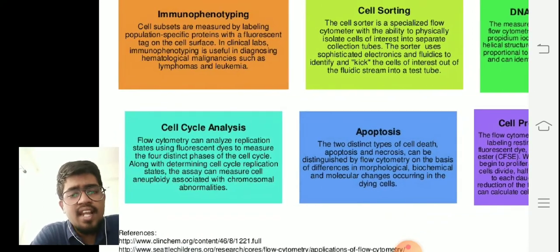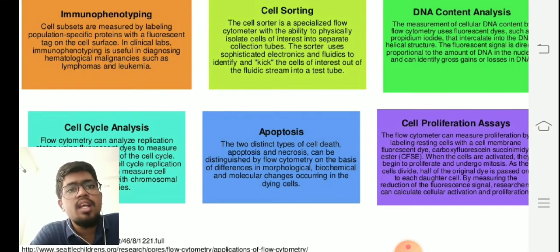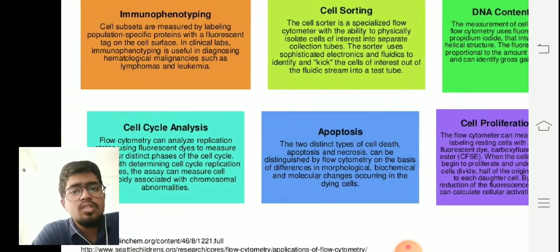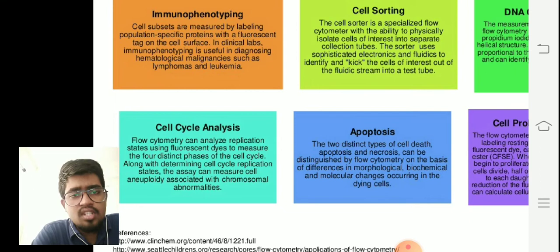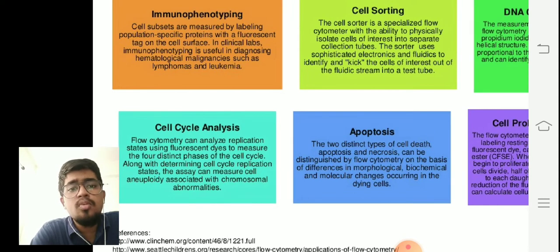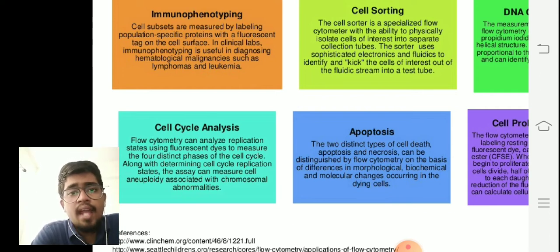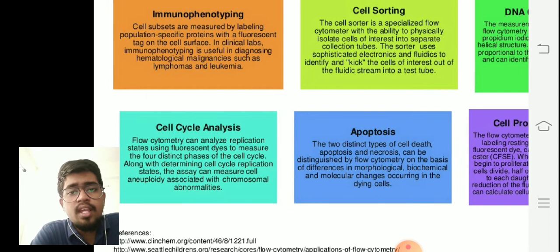So how does cell cycle analysis actually work? Now we have discussed DNA content analysis, cell sorting, and immunophenotyping techniques. Cell cycle analysis is related to flow cytometry, and it can analyze replication states using fluorescent dyes to measure the four distinct phases of the cell cycle. Along with determining cell cycle replication states, the assay can measure cell aneuploidy associated with chromosomal abnormalities. There are various abnormalities and errors related to the cell cycle, and we can very clearly detect them using flow cytometry.